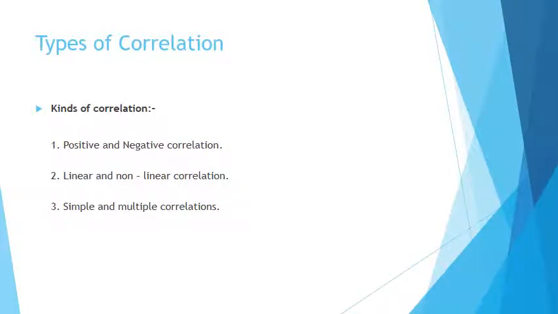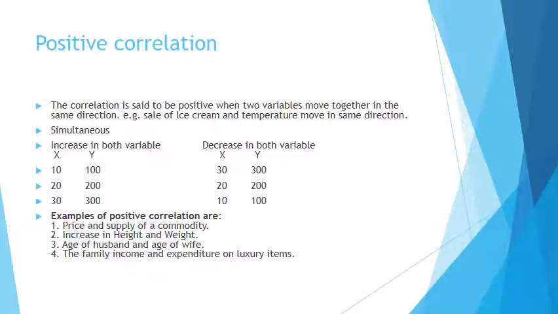Types of correlation. There are various types of correlation. Number one, positive and negative correlation. Number two, linear and non-linear correlation. Number three, simple and multiple correlation. First is positive and negative correlation.